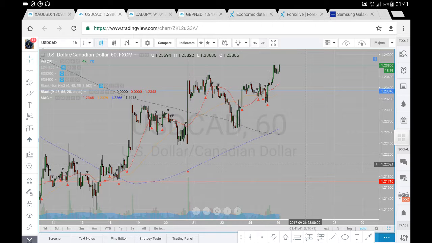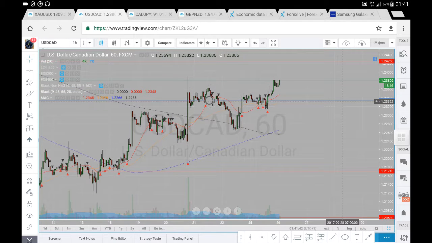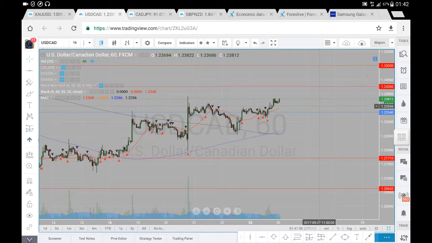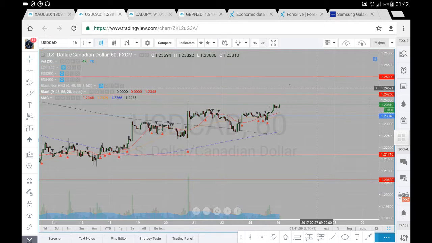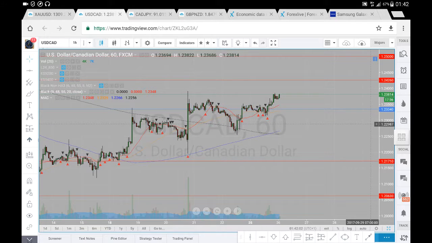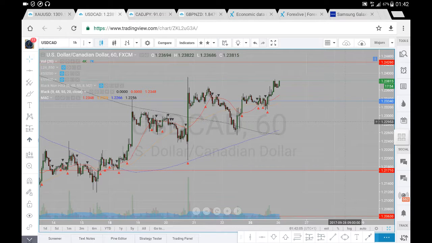And to the upside, I'm expecting the height of this news candle. Should be interesting to see what price does, whether it consolidates below it. But it's reasonable to expect it to move through it and move up to 124.26. Above 124.26, I'll be looking at a move towards 125. So my overall view on the US dollar CAD is bullish.